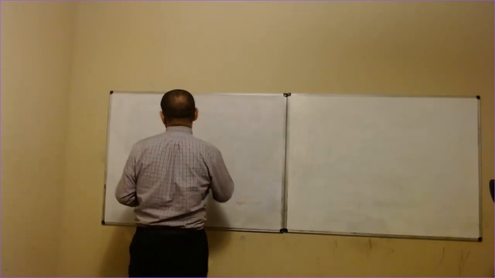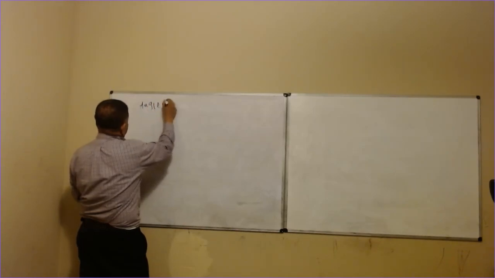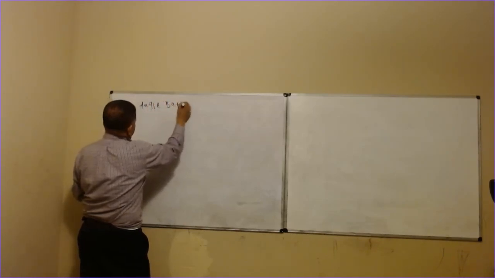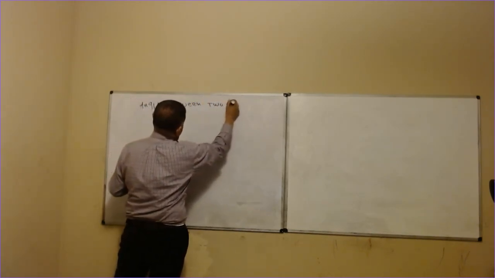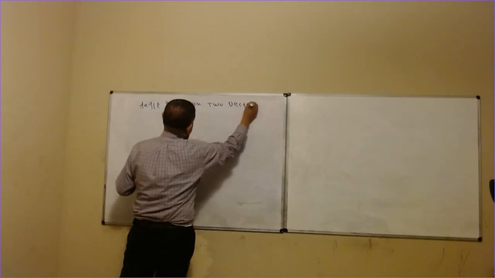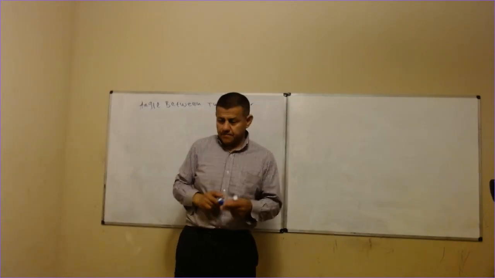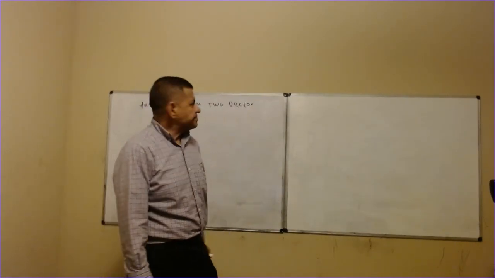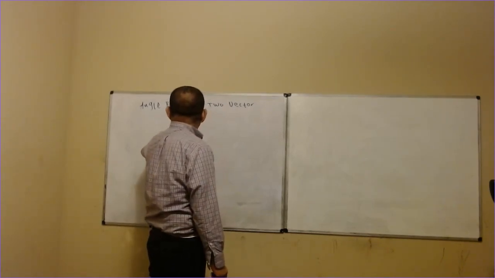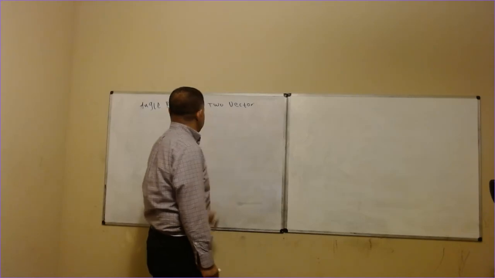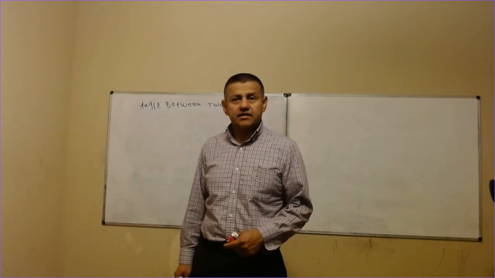We do the angle between two vectors, right? So when we do this, what are we actually looking for? Obviously, we're looking for the angle, right?